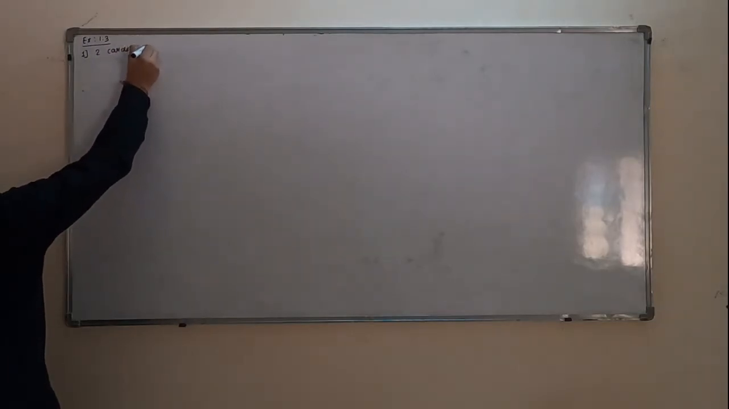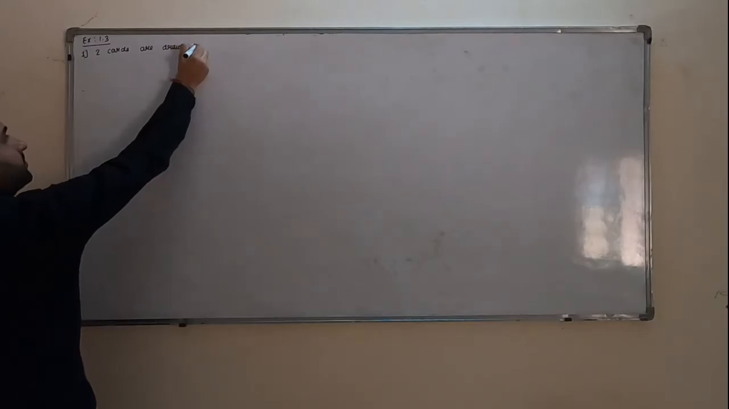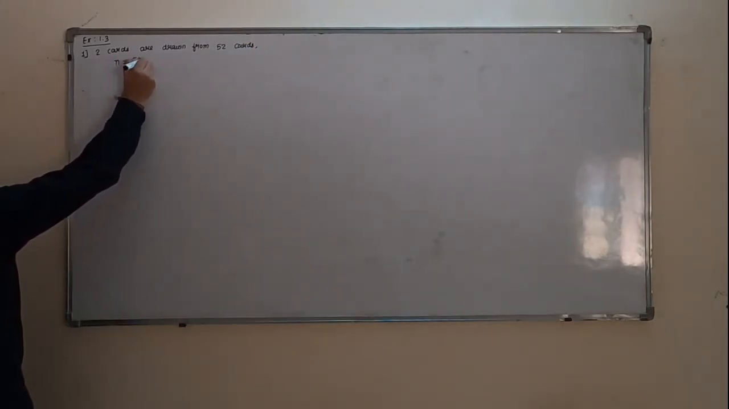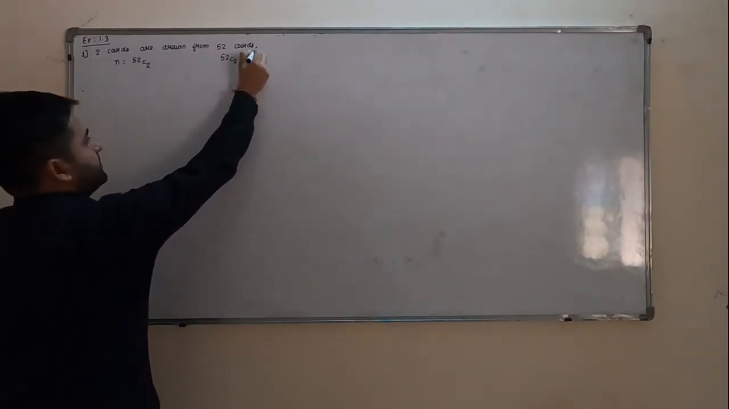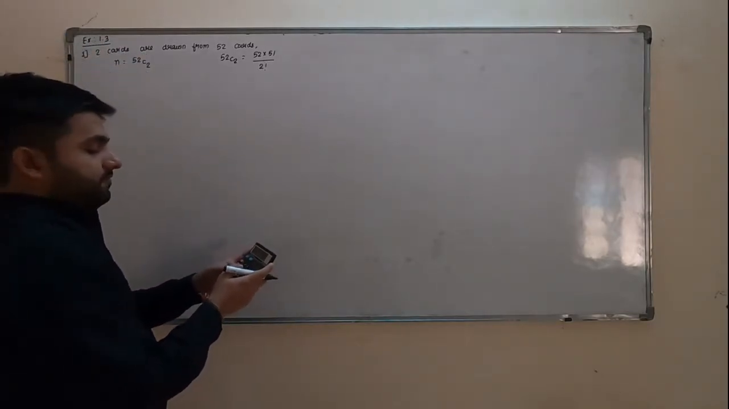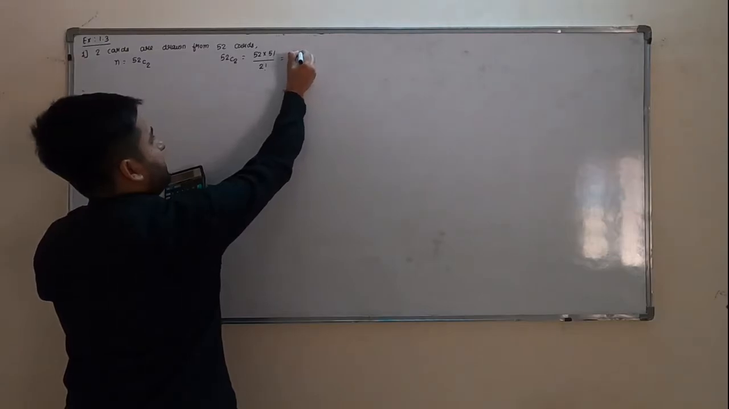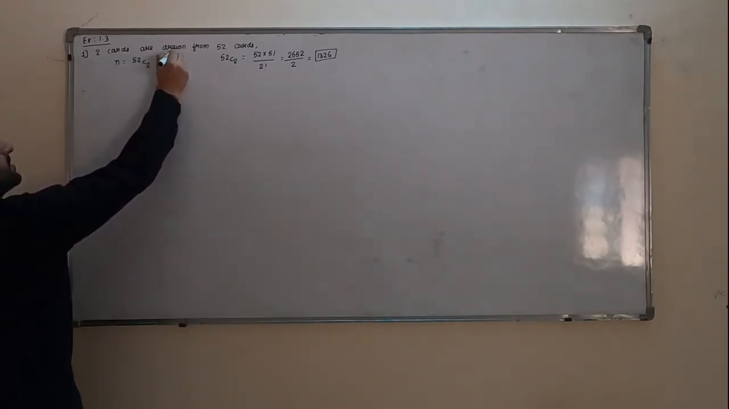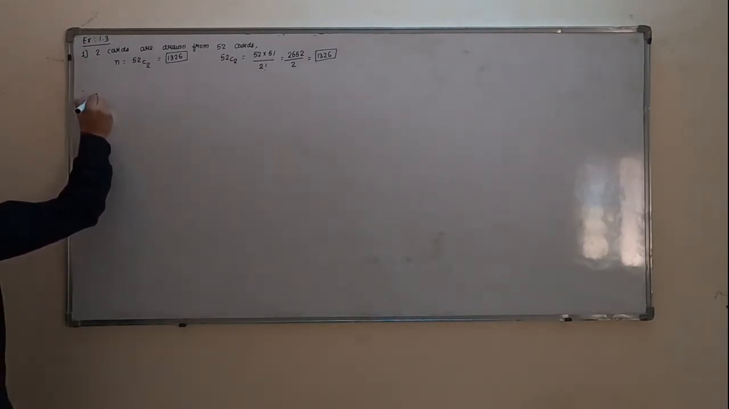So we'll write exercise 1.3, first sum. Two cards are drawn from 52 cards, n is equals to 52C2. 52C2 is equals to 52 into 51 upon 2 factorial. 52 into 51 is 2652, divided by 2 factorial which is 2, that is 1326. So 52C2 is 1326.